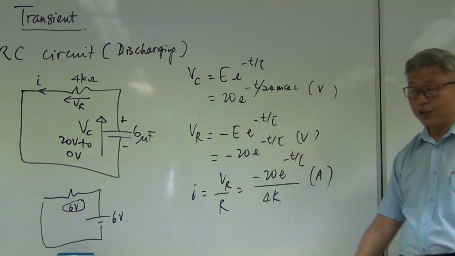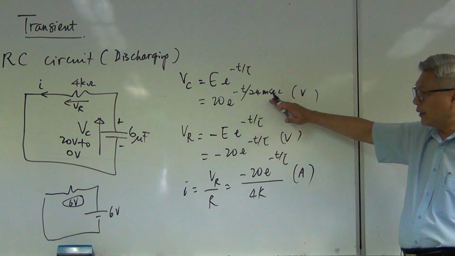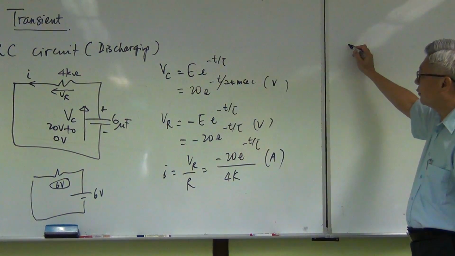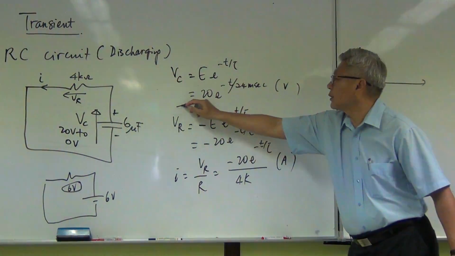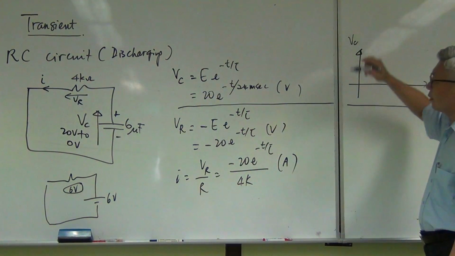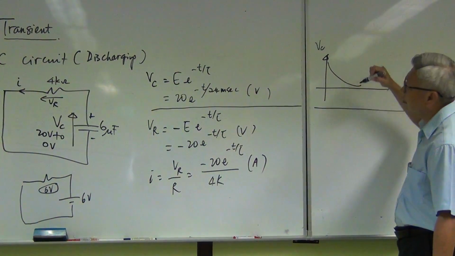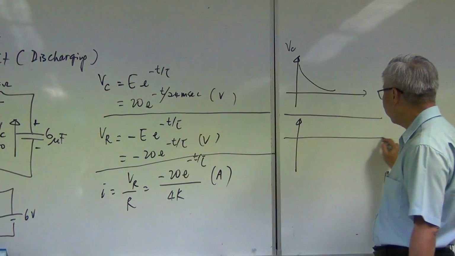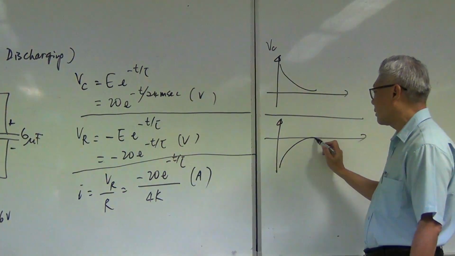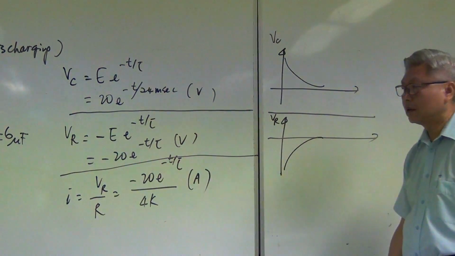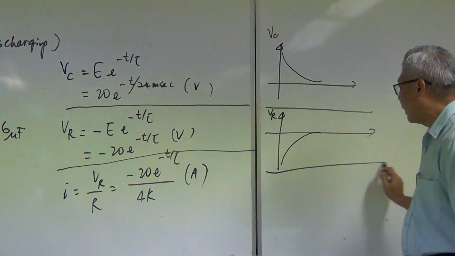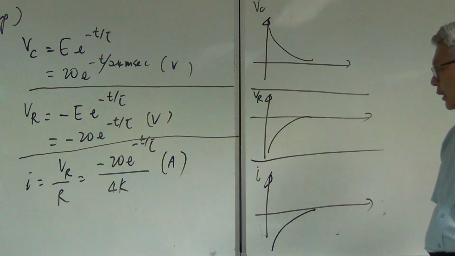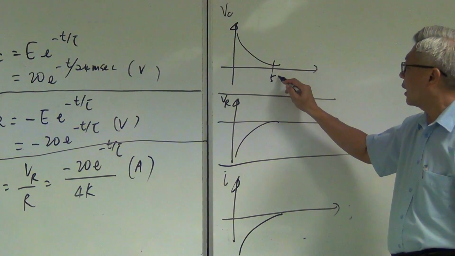Alright, so that's called the discharging. As you can see, in the discharging, everything is decreasing. So if I were to ask you to draw the graph for the discharging, VC is decreasing. How about VR? It's also decreasing, but because I have a negative sign, it's actually like this. And the current is also a decreasing function, with a negative sign, a negative exponential expression.